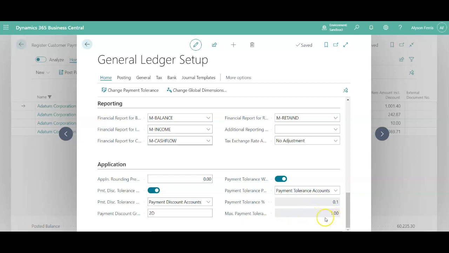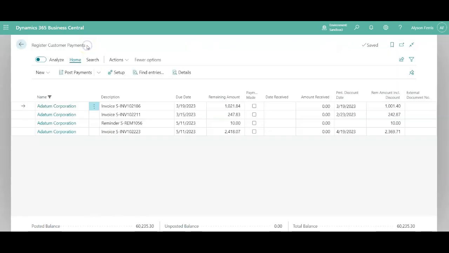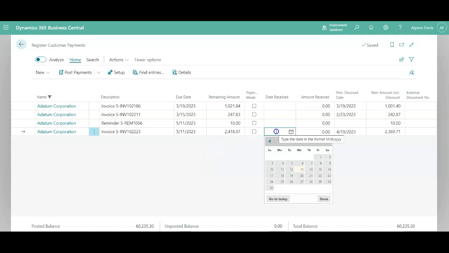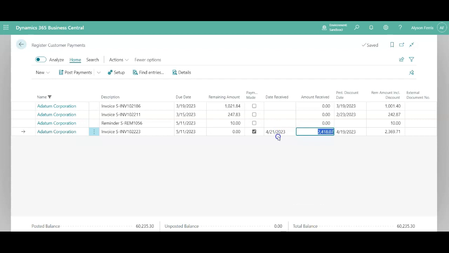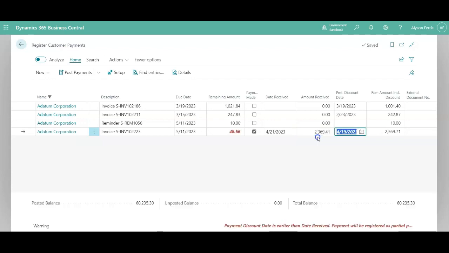We also have payment tolerance warnings set up, and that will give us a pop-up at the time before we post to give us the option to accept those tolerances or not. So now let's go in here and say that we received our payment on the 21st of April. That's within the 2-day grace period for the discount. And we're going to say we received the $2,369 of the discounted amount, but the customer made a typo and only paid us 41 cents instead of the 71. And the check number we'll put in that the customer paid us with.